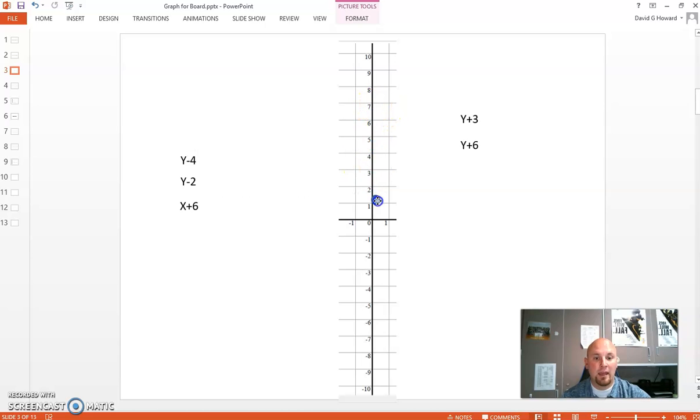All right, let's start back here at 1. What if I had y minus 4? Y minus 4 tells me to go down 4, because that's where the negatives are. Down 1, 2, 3, 4. Start back up here. Y minus 2 tells me to go down 2. So down 1, 2. So that's how the y-axis works. Just like the x-axis, but we're going up and down.